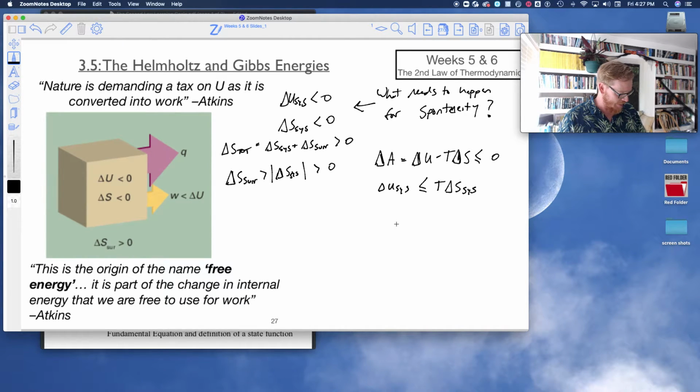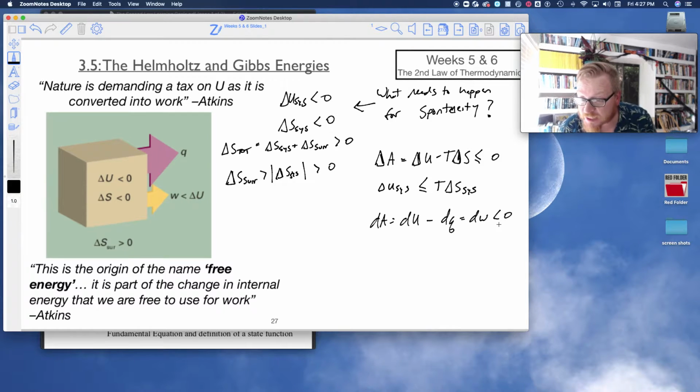So I'm going to expand through this, and I'm going to say dA equals dU minus, we recognize that all of that is really dq, which equals dw, less than 0. If dw is less than 0, that tells us the work is having to be done from the system to the surroundings, and that's exactly what you can see in this arrow. The system is working on the surroundings. So that's one condition that has to be met for all of this to happen, okay?